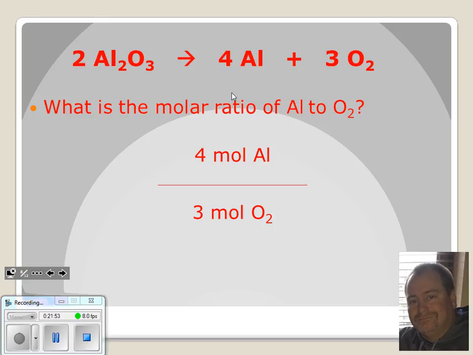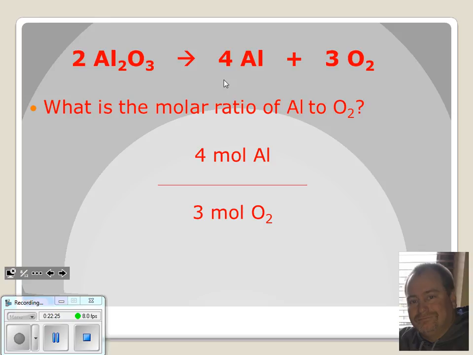If I would have 10 times the amount of aluminum oxide, how much would this produce? 10 times the amount. So if I had 20 moles of aluminum oxide, it would produce 40 moles of aluminum and 30 moles of oxygen. So we're just relating the balanced equation.